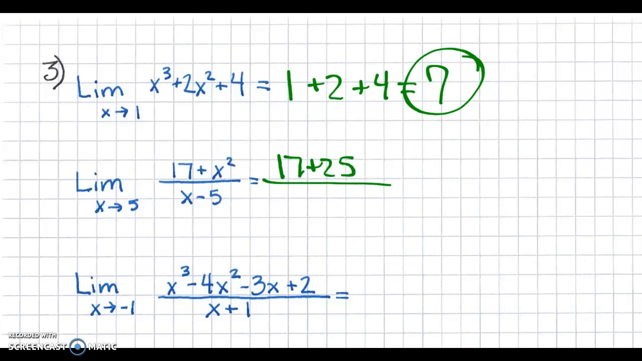Over 5 minus 5, which is 0. Okay? The limit for this does not exist, or you could say it's infinity. It's not that there's a 0 on the bottom. There's no value at that graph, but you can think of whenever you have some constant over 0, the limit is infinity or does not exist.